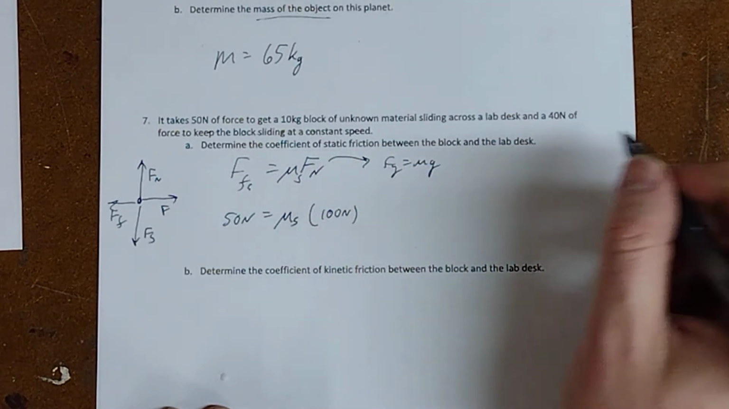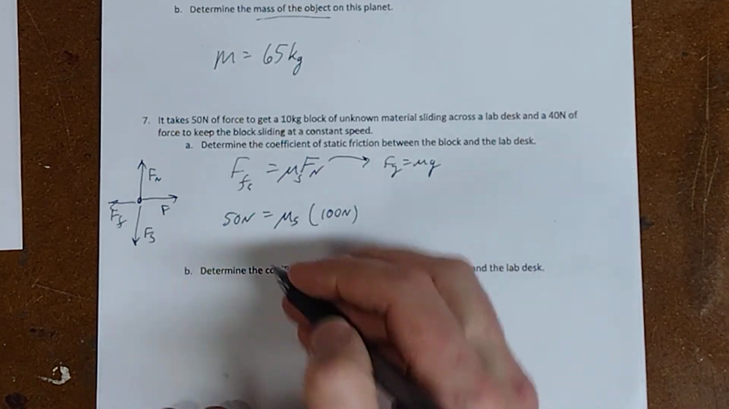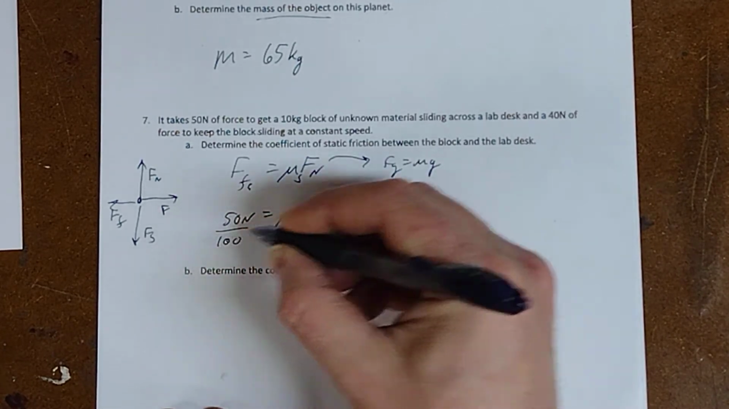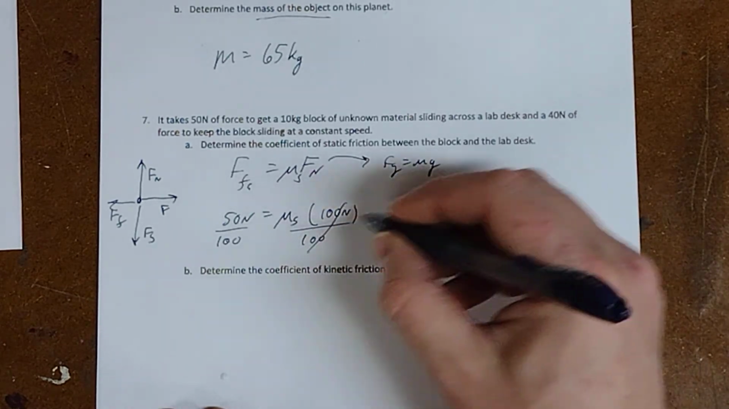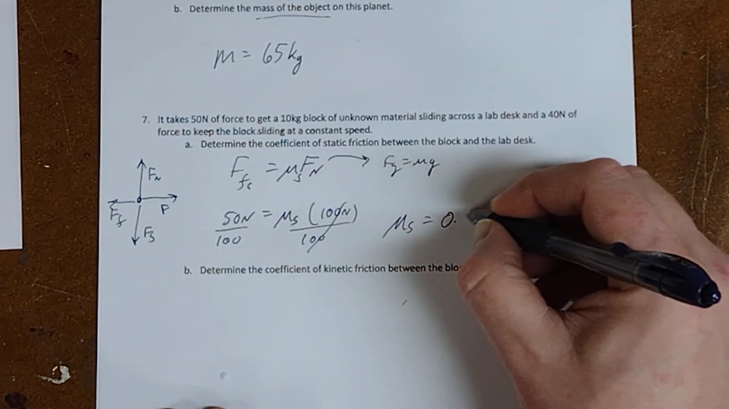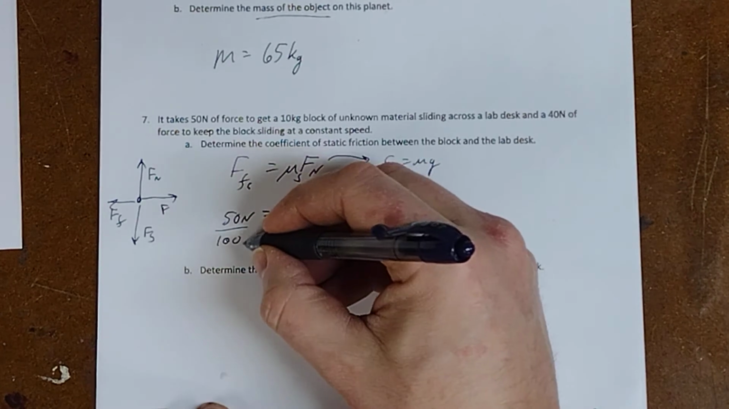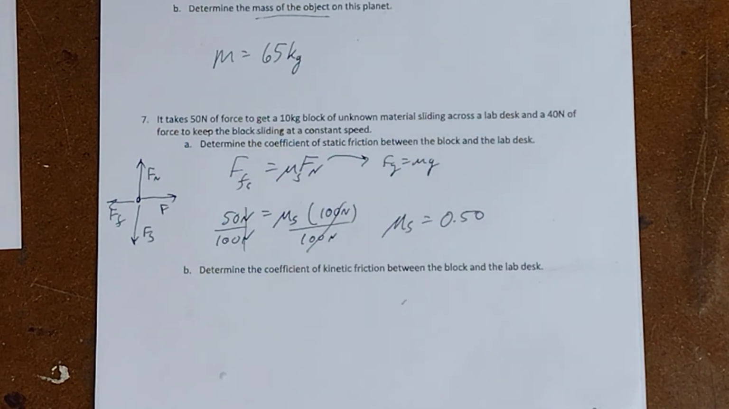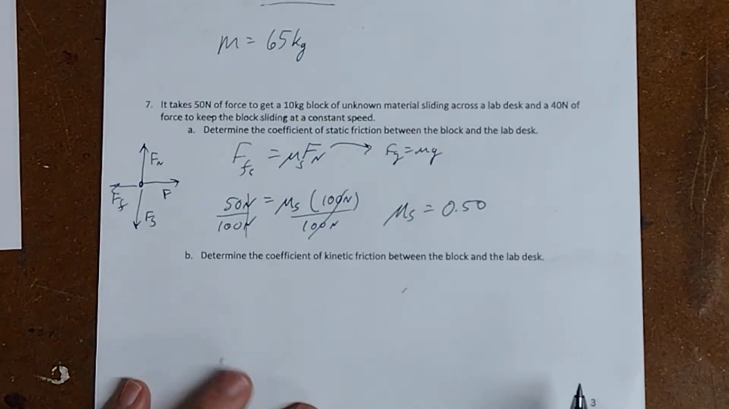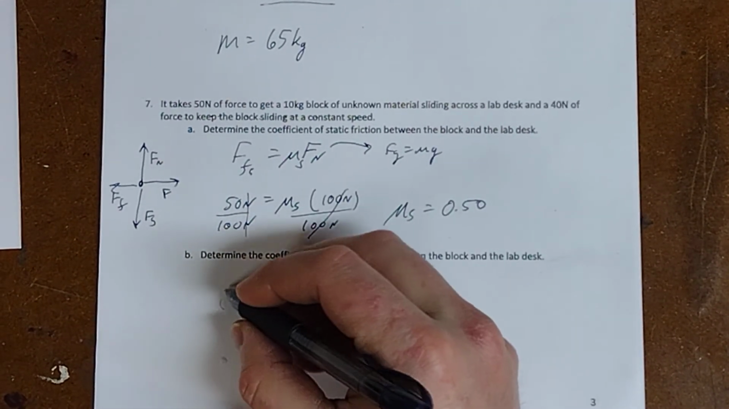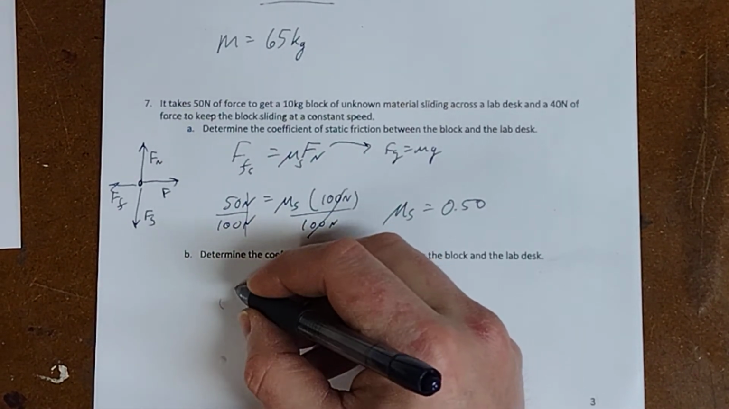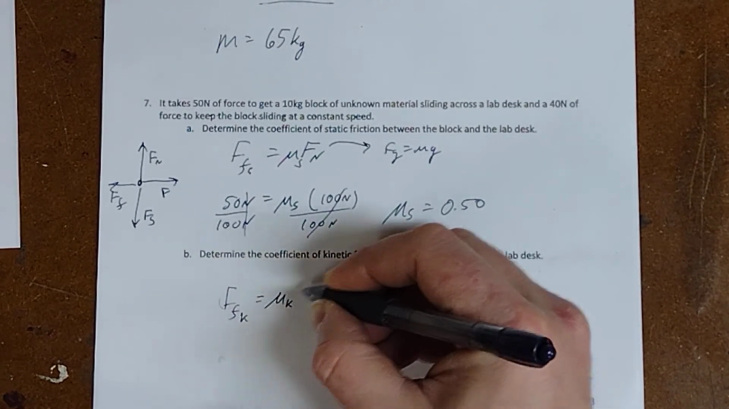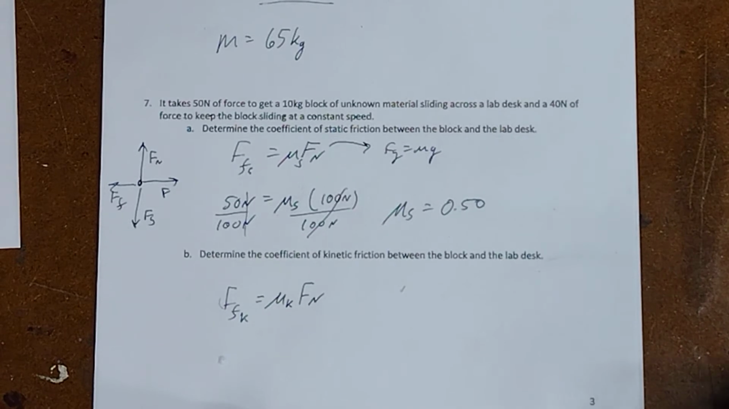So 50 over 100, divide by 100, divide by 100. You get a static coefficient, mu sub s, of about 0.50. And again, this is newtons over newtons, so these cancel, no units on the static coefficient. All right, same calculation here, same force diagram even, right? Force of friction kinetic has to equal the kinetic coefficient times the normal force.